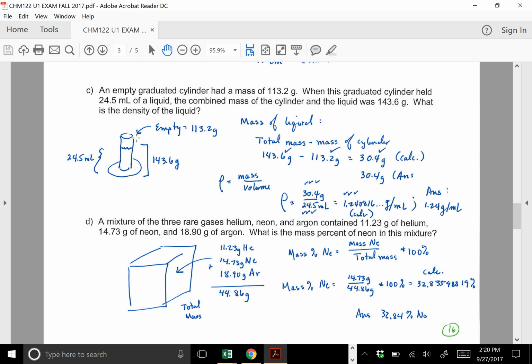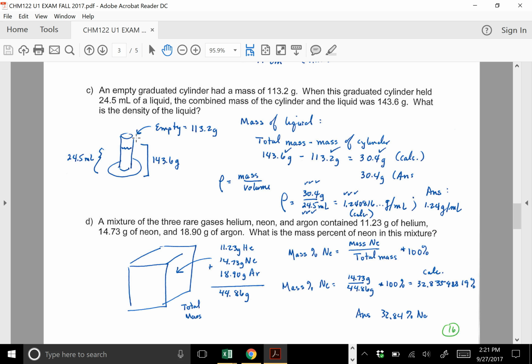So the last one on this page says we've got 3 gases. We've got helium, He, neon, Ne, and argon, Ar. So here are the masses of those 3 gases. Pictures sometimes are really kind of nice with working problems. So you don't need them, I don't know. But so the total mass of the gas is 44.67 grams. And we're supposed to come up with the mass percent of neon.